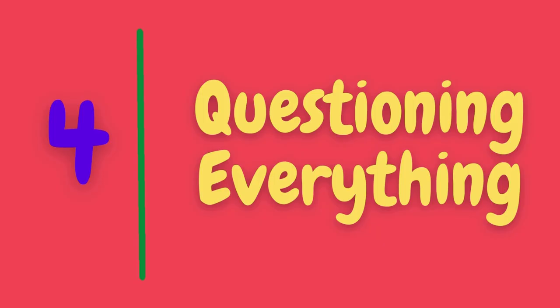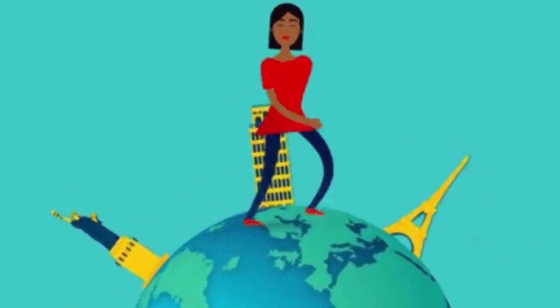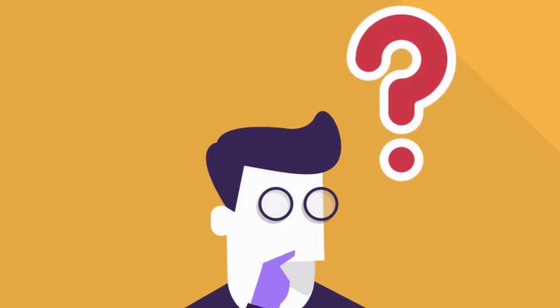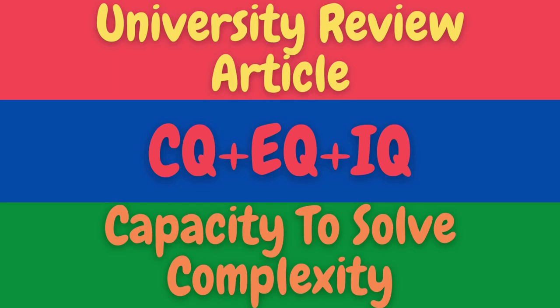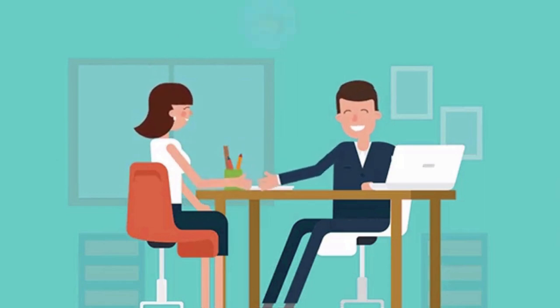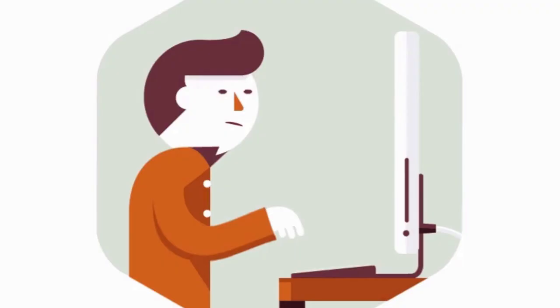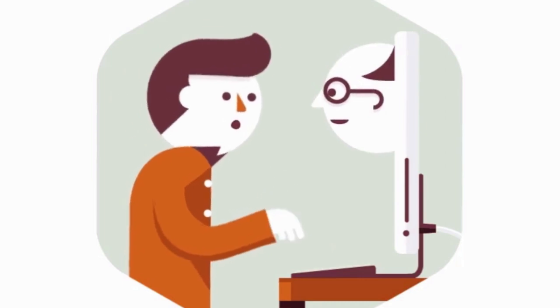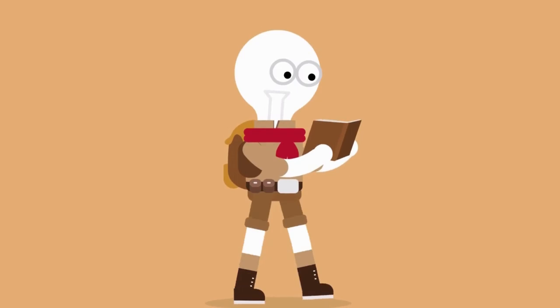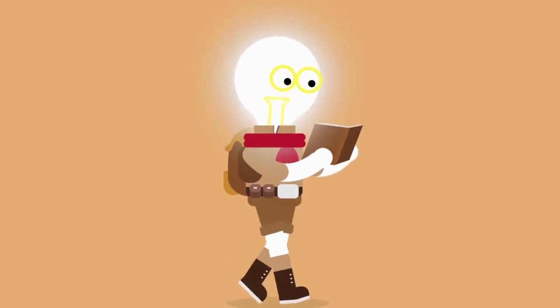Number 4. Questioning everything. Do you use every opportunity you get to learn more about this world? Exceptionally curious and intelligent people consider every moment to be a chance to learn. As indicated by a university review article, CQ or curiosity quotient, combined with EQ and IQ, decides your capacity to solve complexity and data overload. It clarifies why many recruiting managers need candidates who appear to be curious and reliable, since people who are very curious are more excited to look for answers and learn more. This also implies that they collect more knowledge throughout their life than the people who just depend on their intelligence.